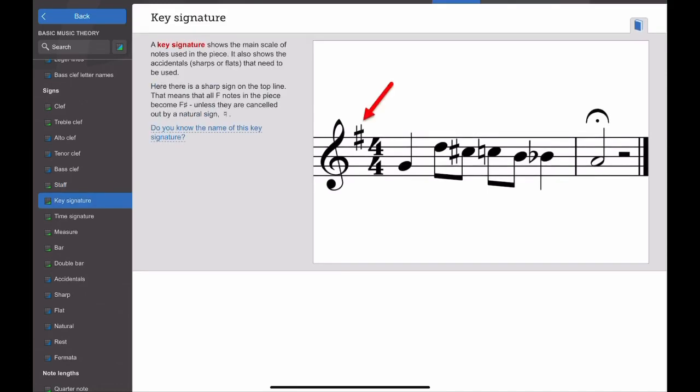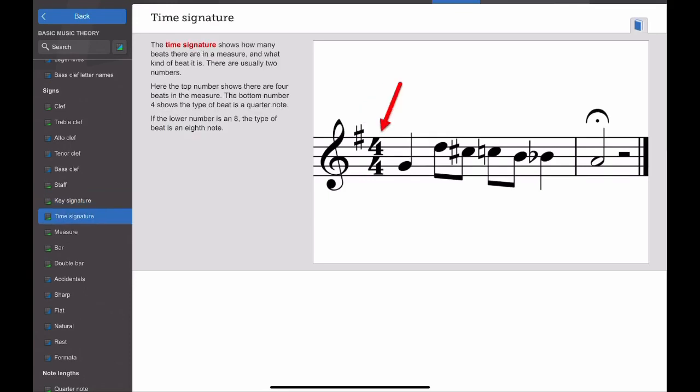All right, now here is the key signature. The key signature tells you what key you're in, or the particular notes that need to be sharpened or flattened. For this particular key signature, all the notes that are an F, because this is a treble clef, so if you count G, A, B, C, D, E, F, all the F's are sharp unless they're cancelled by a natural sign.